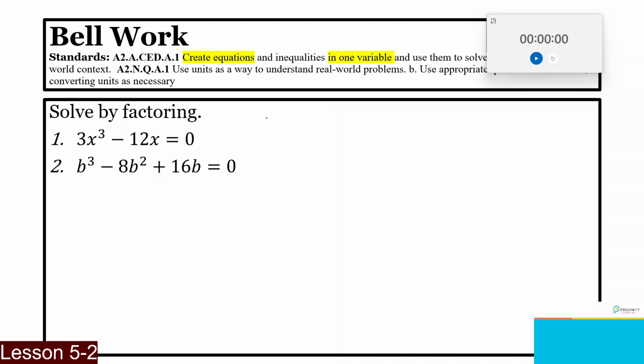Alright, so let's start with our first problem.